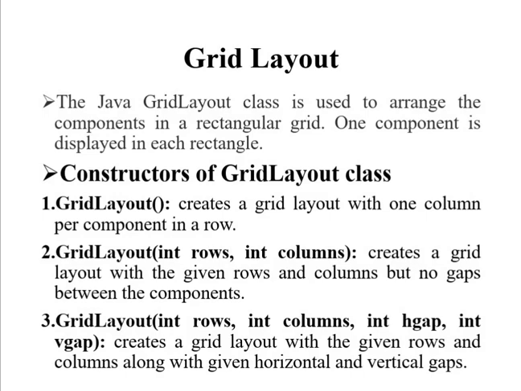Then an example that represents the grid layout: import java.awt, import javax.swing, public class GridLayout example, including the JFrame frame obj, constructor GridLayout. Example: f obj is equal to new JFrame, creating the 9 buttons, that is JButton b1 is equal to new JButton(1), new JButton(2), new JButton(3), new JButton(4), new JButton(5), new JButton(6), new JButton(7), new JButton(8) and new JButton(9).